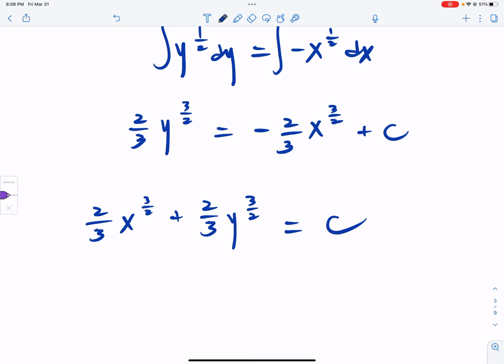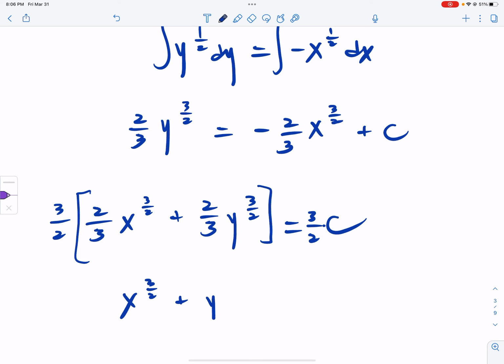And then let's say that we want to multiply, there's no coefficients. The coefficient to each of those terms is 1. So let's think about multiplying by 3/2 on each side of the equation, which would then leave us with x to the 3/2 plus y to the 3/2 equals, well, 3/2 times c is just going to be c. That c is absorbing the 3/2.